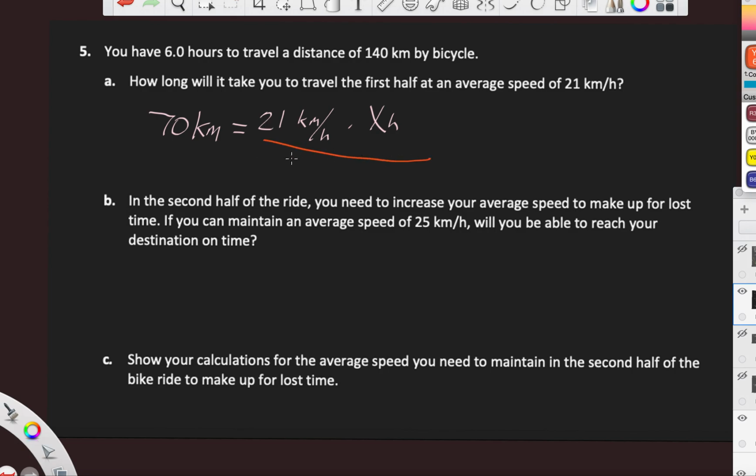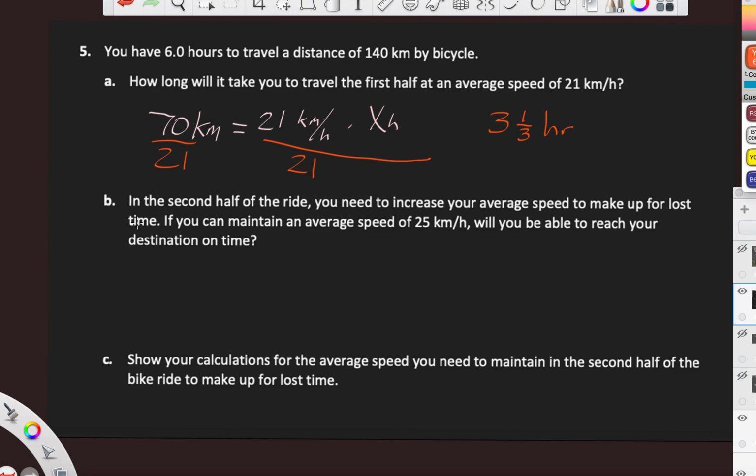Let's divide by 21, divide by 21. Wow, that was horrible. And let me get out my handy dandy calculator. Clear. 70 divided by 21. I guess that's my next thing, right? So it's going to take me 3 1/3 hours to go 70 kilometers.